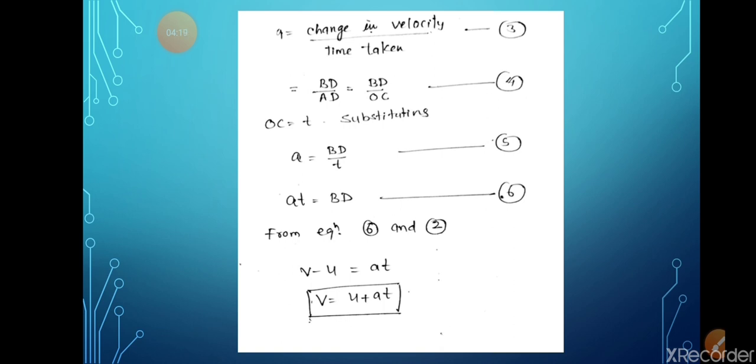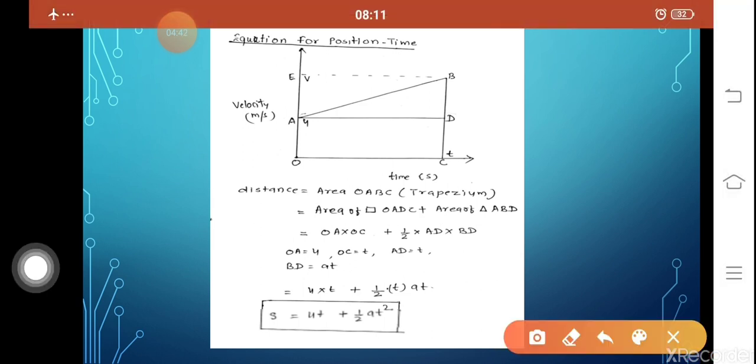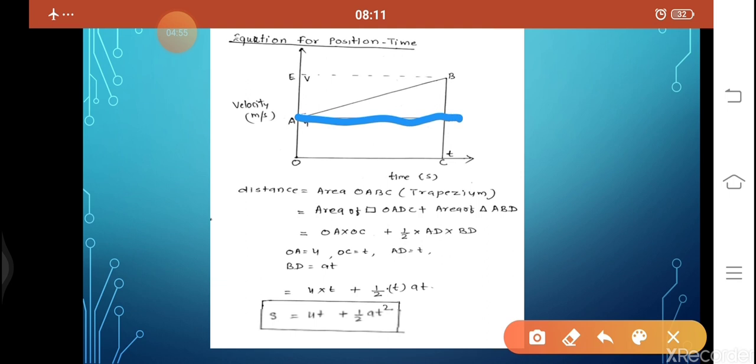Now we will derive the second equation of motion, the position-time relation. Again the graph is the same velocity-time graph. On one axis we have time, on the other axis we have velocity. The initial velocity is not 0. OA is the initial velocity, and this is the final velocity. This side is parallel to this side. Apart from that, we have AD, which is parallel to OC.